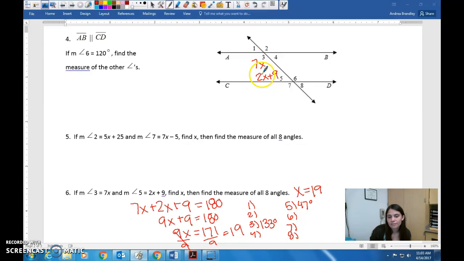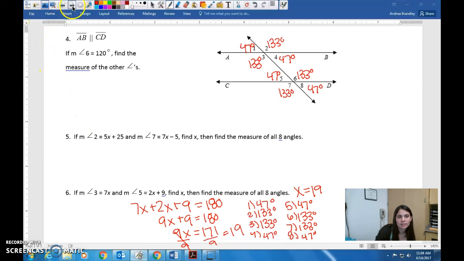So then from there I can fill in the rest of my angles. Let me just erase this so I can see the picture a little better. We just found angle 3 is 133 degrees, angle 5 is 47 degrees. So this must be 133, this must be 47, 47, 133, 133, and 47. So if I write that in my numbers, I have 47, 133, 133, 47, 47, 133, 133, and 47 degrees. So there's a couple of examples of how to find some different angles.